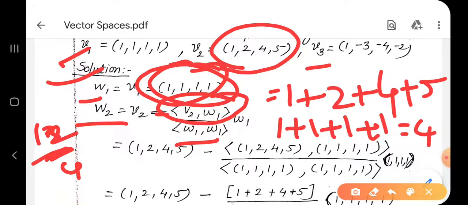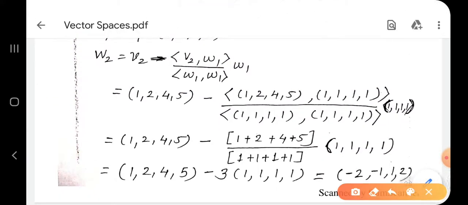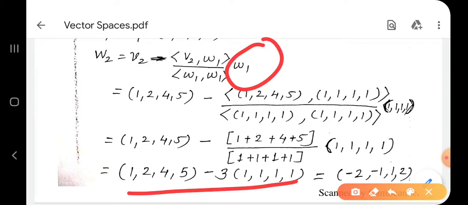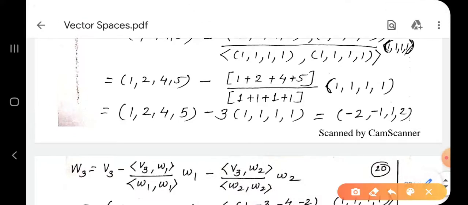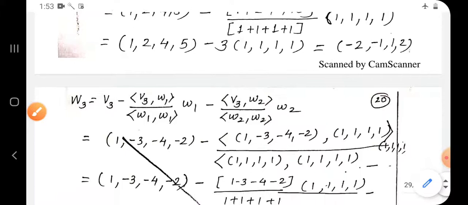So it is 12. 12 upon 4 means 3. There is a little bit of mistake from my side. No problem. Understood it? So take that 3 into W1, and W1 is there: 1 1 1. Do your calculation. You will get minus 2, 1 minus 3 minus 2, 2 minus 3 minus 1, 4 minus 3 it is 1, and 5 minus 3 it is 2. Correct? We get W2.